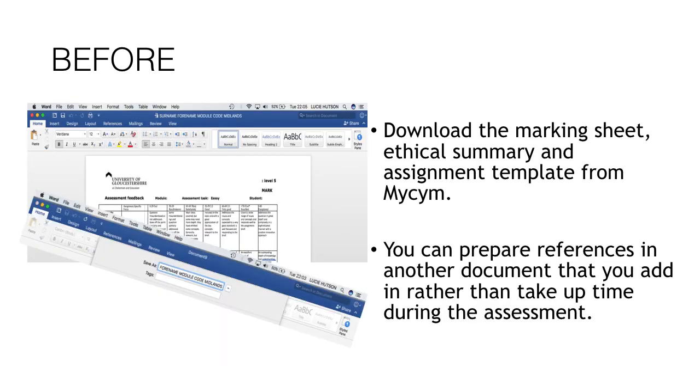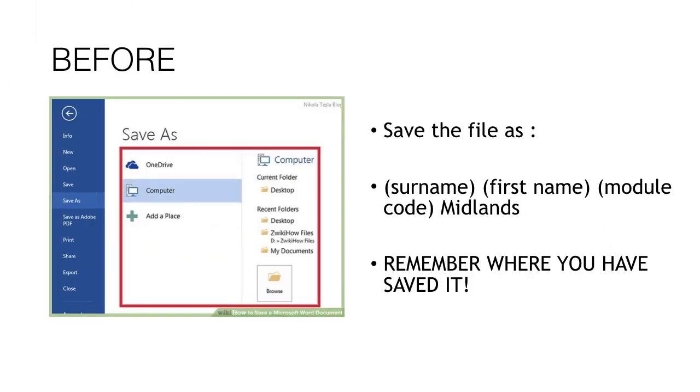Also, before you come into the assessment, you need to download the marking sheet, the ethical summary and assignment template from MyCYM. It's one document. You will save it as normal with your surname, first name, module code and Midlands Centre. If you are handwriting your assignment, you need to bring these printed with you to fill in. You can also prepare references in another document that you add to as you want. So this is the format you need to save your file in. Really important, remember where you've saved it.